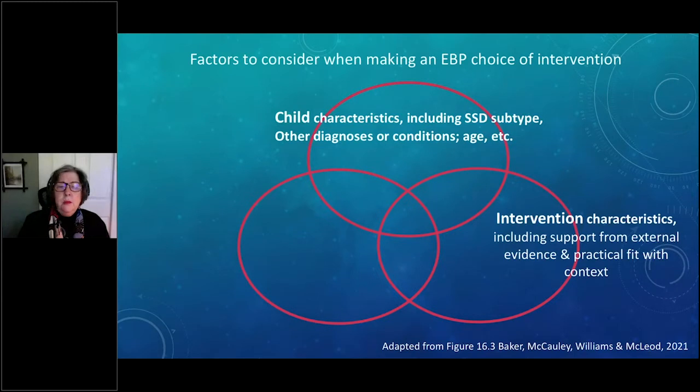Here, for this ring, where you usually see something like external evidence, I'm saying we need to consider the external evidence, but we need to consider characteristics of the intervention that are broader than that. We need to consider its practical fit with your context and with the child's context to see, does it seem likely to work in that context?